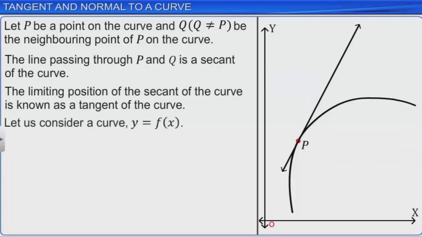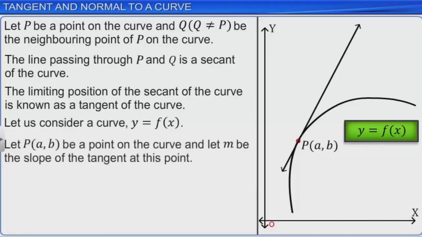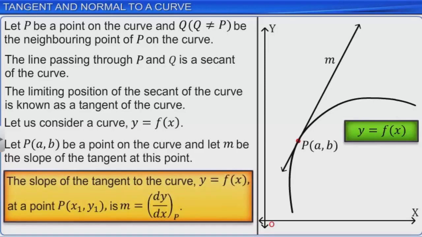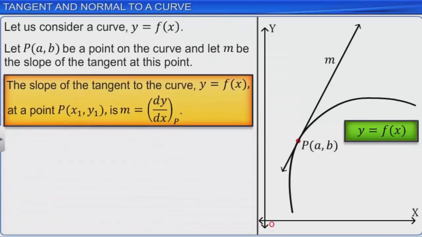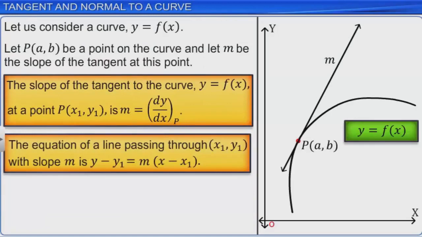Let the equation of the curve be y is equal to f of x. Let P, a, b be a point on the curve, and m be the slope of the tangent at P. Recall that the slope of a tangent to the curve y is equal to f of x at point P, x1, y1 is dy upon dx at x1, y1. And the equation of a line passing through a point x1, y1 and having slope m is y minus y1 is equal to m into x minus x1.